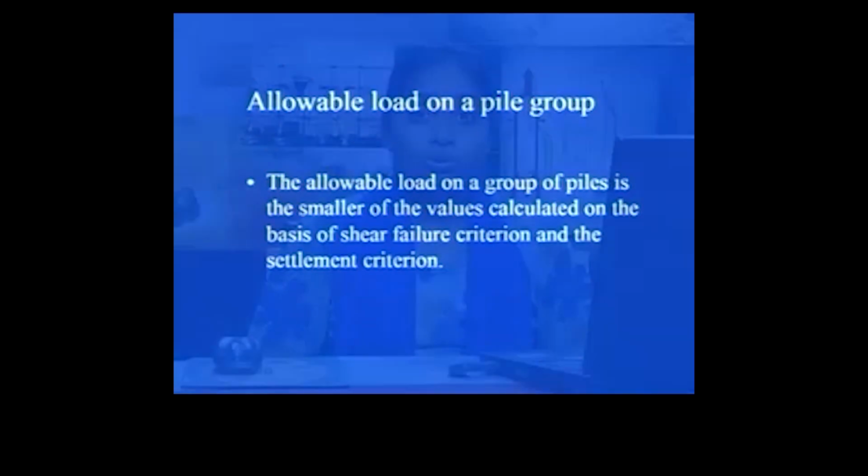So, these are the two criteria. One is stability point of view, another is serviceability point of view. We find out the allowable load carrying capacity from both of these aspects, and whatever is the minimum value will be treated as allowable load on a pile group. Now, we will be discussing one example, and then all the aspects that we discuss as far as pile groups are concerned will become more clear to you.